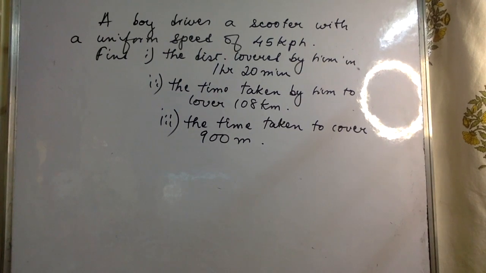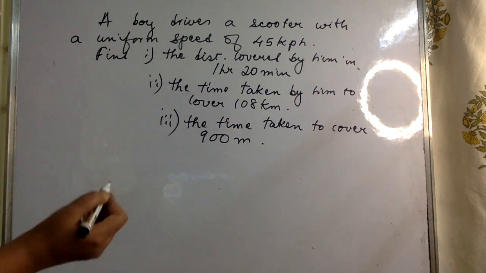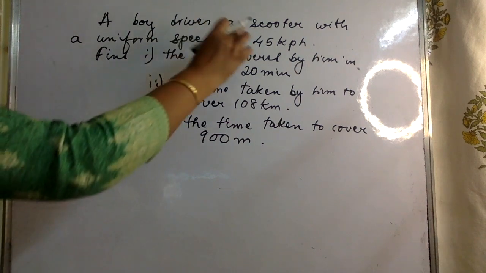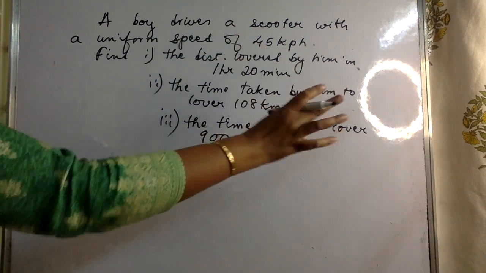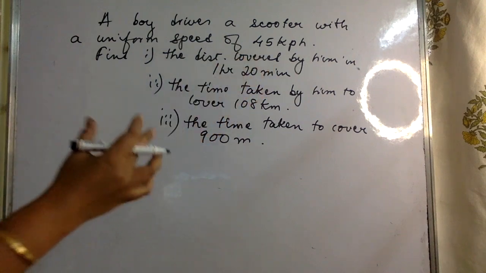Now here is a question. A boy drives a scooter with a uniform speed of 45 kph. Find the distance covered by him in 1 hour 20 minutes, the time taken by him to cover 108 kilometers, and the time taken to cover 900 meters. So a boy drives a scooter. How will I find it? First thing is, this has been given in kph. The units have to be noticed.